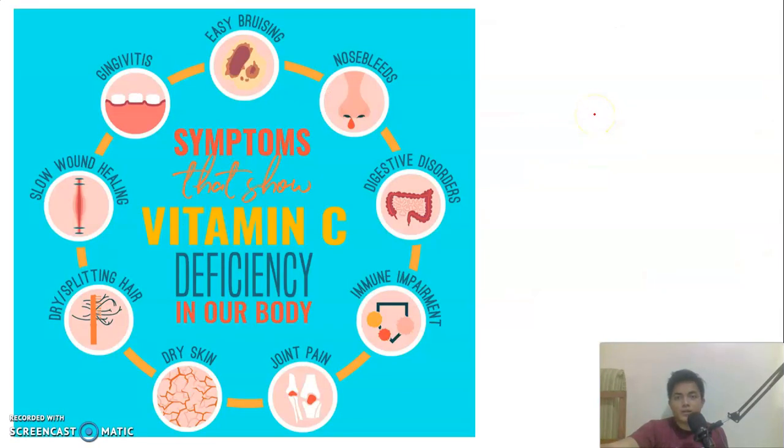Okay, so what could happen if you have a vitamin C problem? You could have nosebleeds, easy bruising, gingivitis or bleeding of your gums. Your wounds would heal slower, and you could have dry or split hairs, dry skin, joint pains, immune impairment, and digestive disorders. So this could affect you if you have a deficiency or you lack vitamin C.